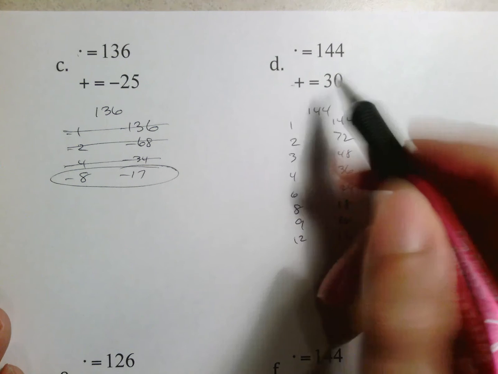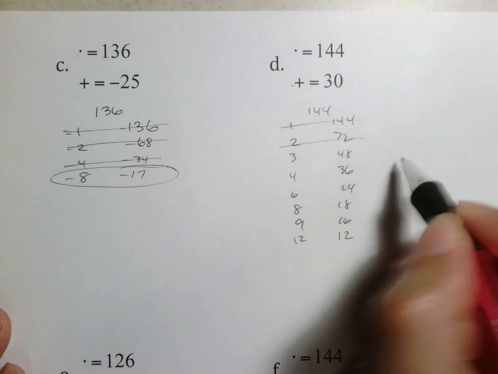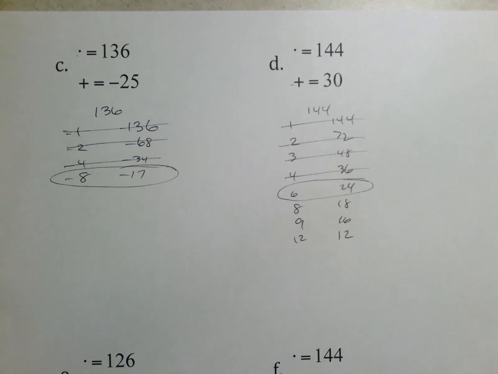Since it adds to make a positive 30, it means that everything is positive the way it is. And looking for the ones that add to be 30, no, that's 51, that's 40. Those two make 30, 6 and 24. So that's where we're going with this.